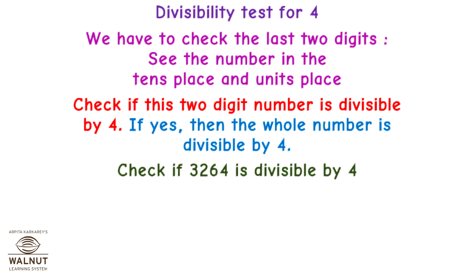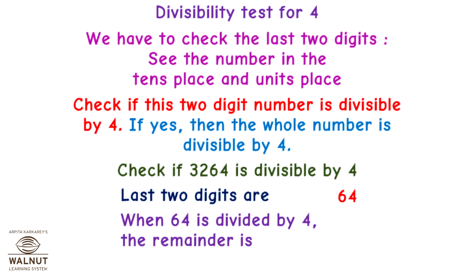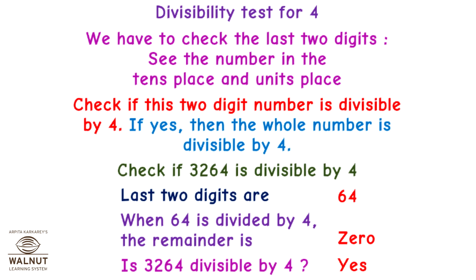Check if 3264 is divisible by 4. Last two digits are 64. When 64 is divided by 4, the remainder is 0. Is 3264 divisible by 4? Yes.